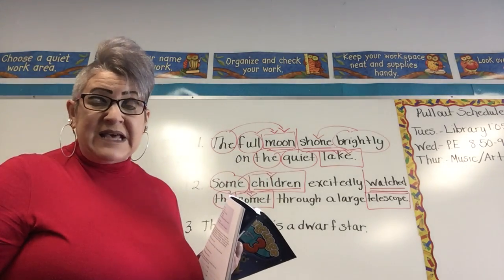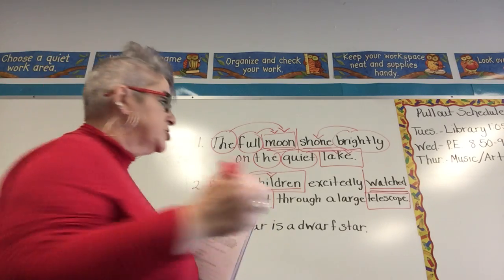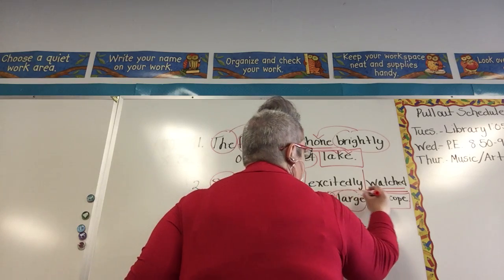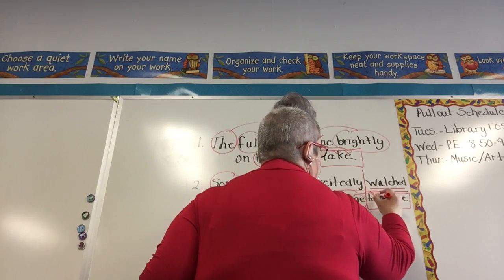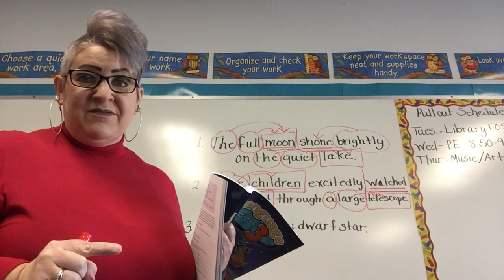Telescope. What kind of telescope was it? Or which one was it? A large. I'm going to circle A and large and draw an arrow from those. Remember, boys and girls, A is an adjective.